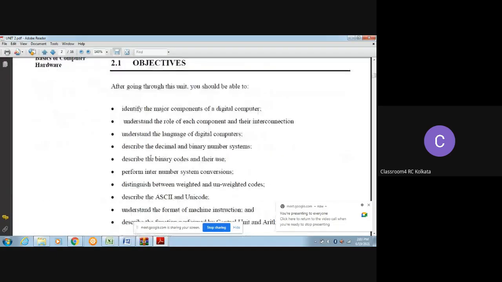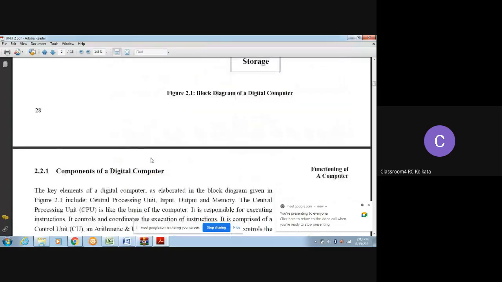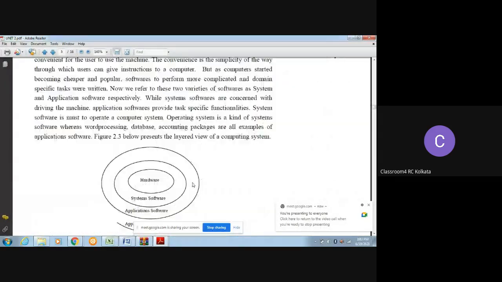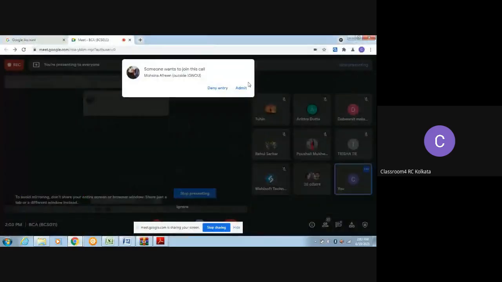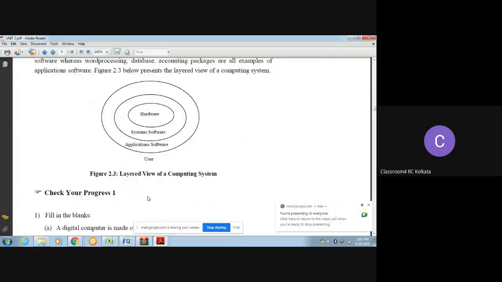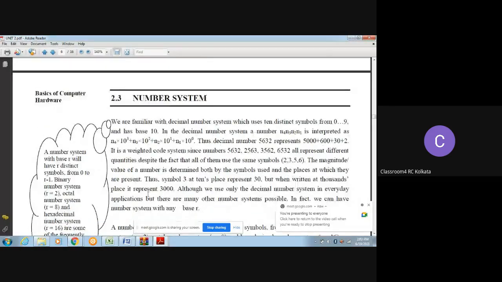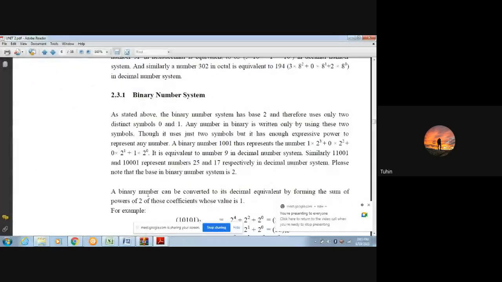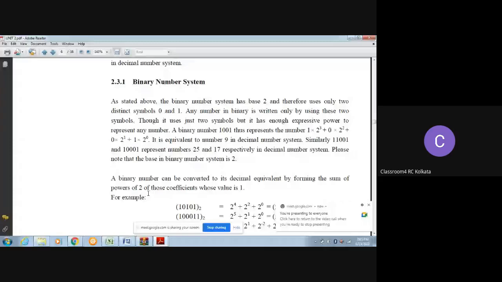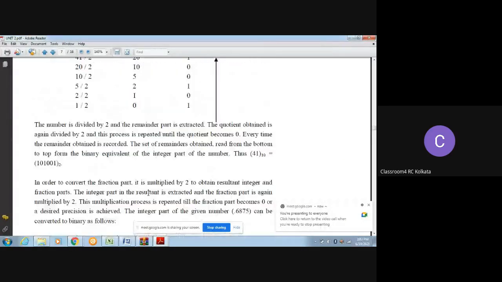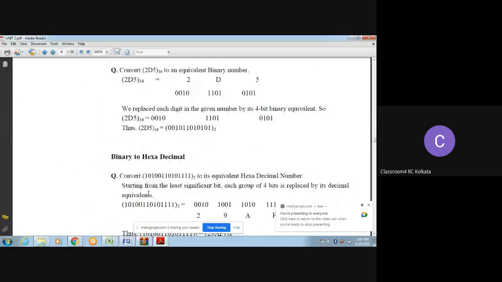In the previous class, we discussed the number system. We just started. Is my screen visible to all of you? Yes, ma'am. Okay. So the binary number system, I have completed it. That means conversion from binary to decimal and decimal to binary in the previous class.